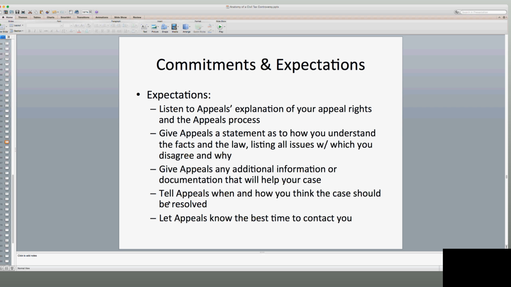They do have expectations. The expectation is that the taxpayer will listen to appeals' explanation of the appeal rights and the appeals process. It'll give appeals a statement as to how the taxpayer understands the facts and the law, listing all issues with which you disagree and why. The taxpayer will give appeals any additional information or documentation that supports their case. The taxpayer will tell appeals when and how they think the case should be resolved, and let appeals know the best time to contact you.